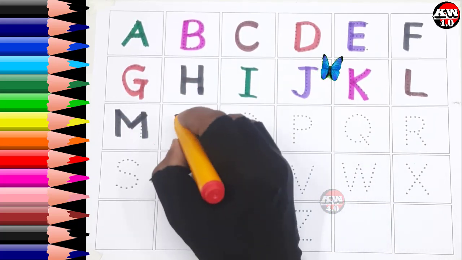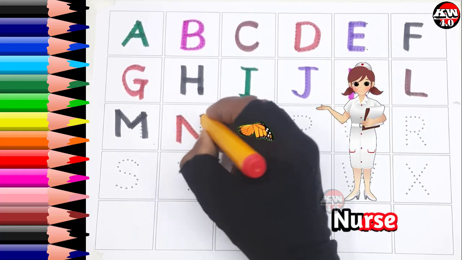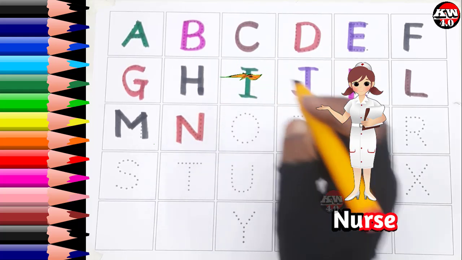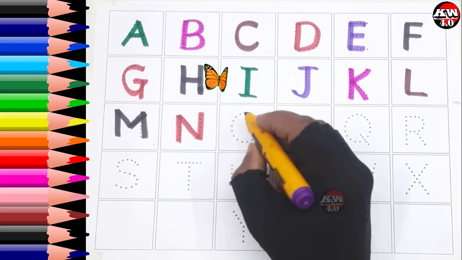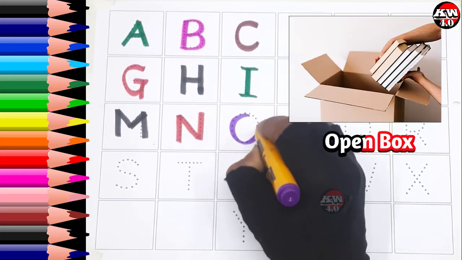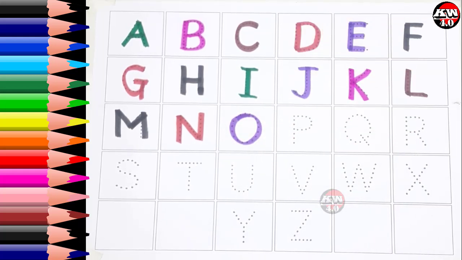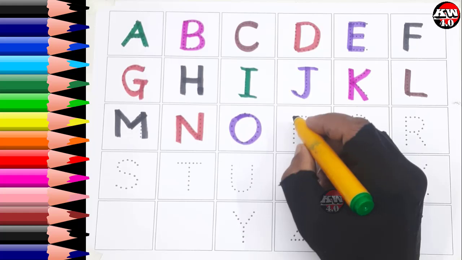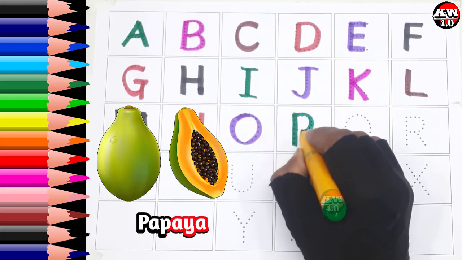Red color. N for nurse, N for nurse. Purple color. O for open box, O for open box. Green color. P for papaya, P for papaya.